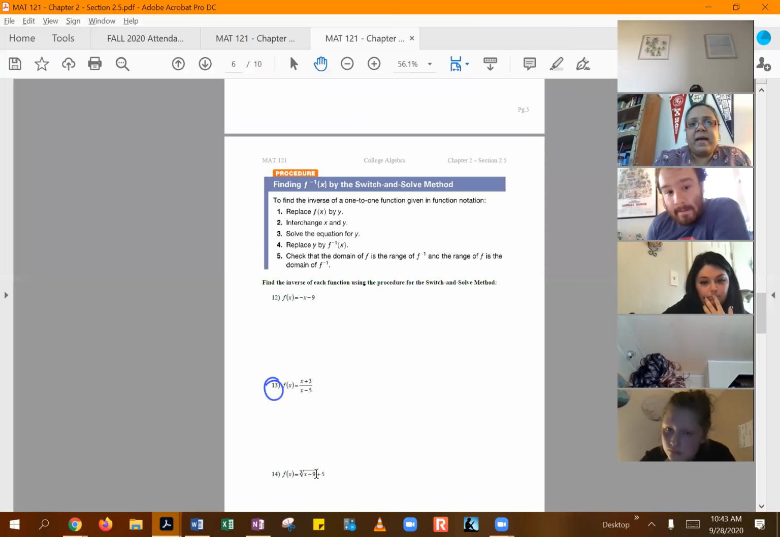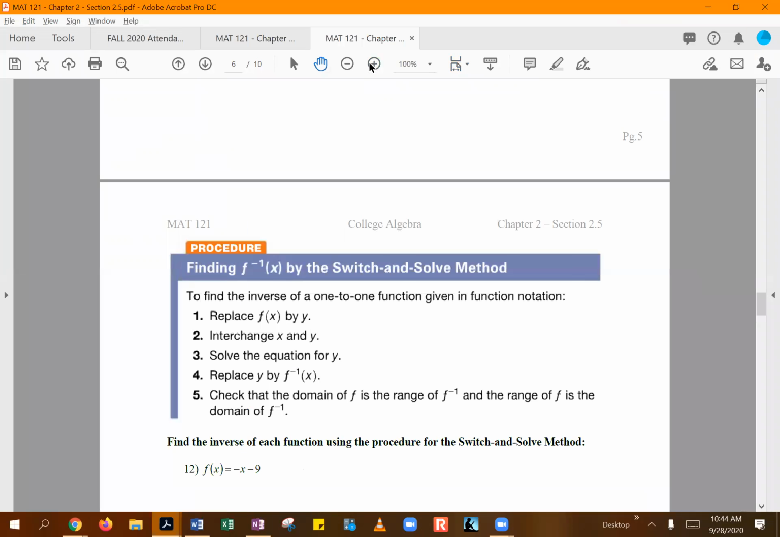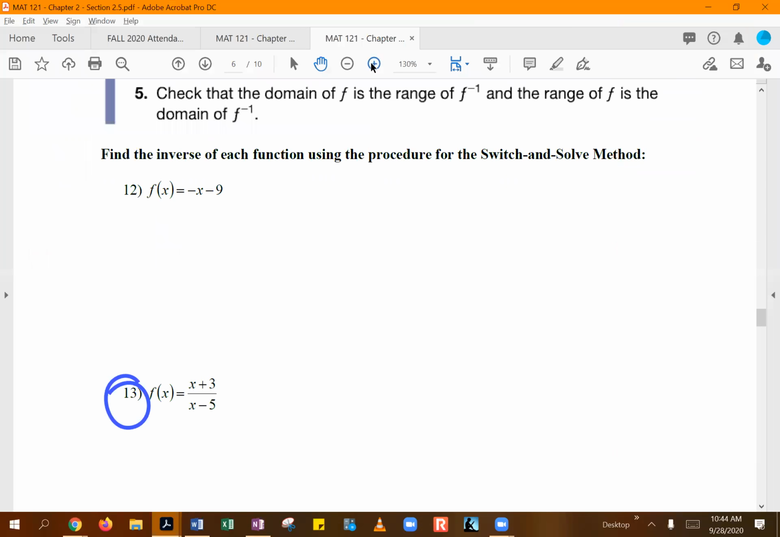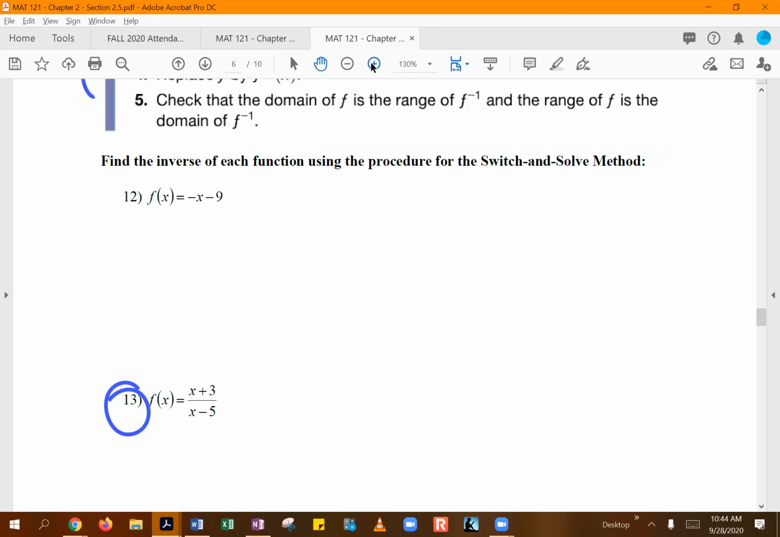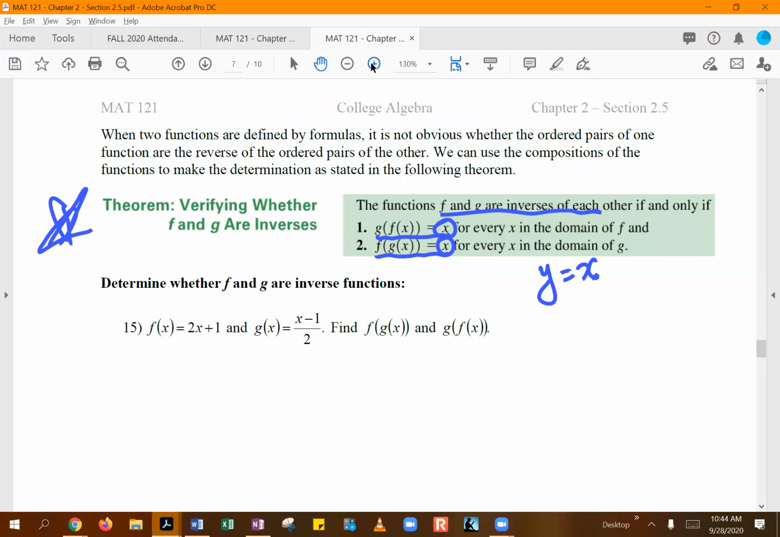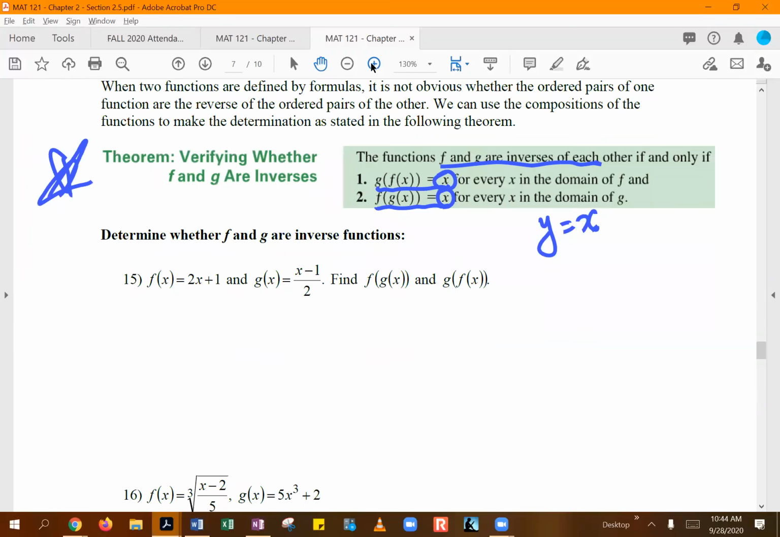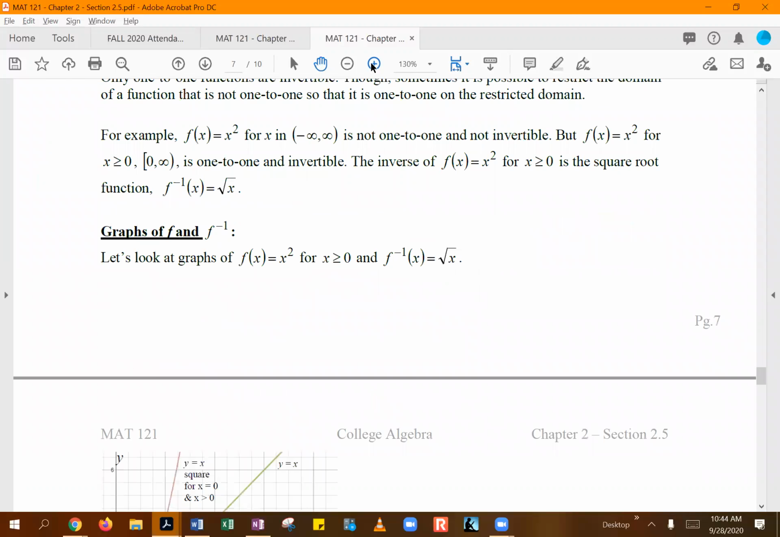So again, if you go back, oops, sorry, didn't mean to do that. Okay. So here you have the procedure for your switch and solve method. So anytime you're not sure how to do that order, you can definitely look at your handout over here. We talked about, this was the last example we just did, how when you take the inverses of each other, you should always get x as your answer, which is your identity function. And if that happens in both directions, then you have inverses of each other. So it has to work in both directions.